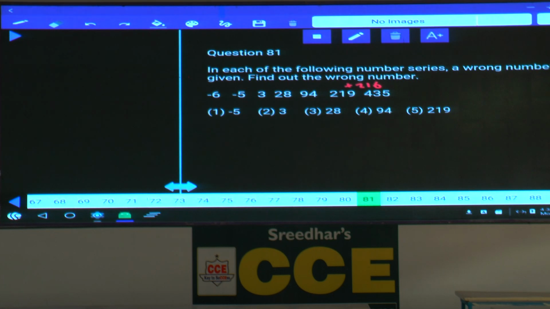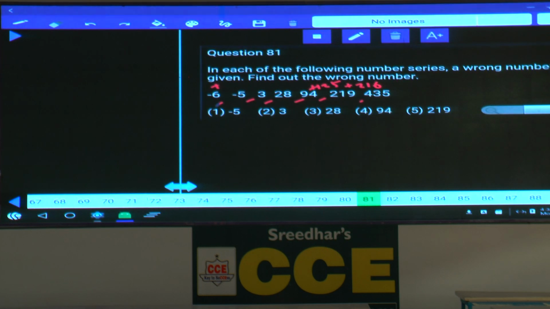Are you following this one or not? What is the difference here? Now here the difference between these two numbers is 94 and this one 125. Clear? 216 and 125 are there. What are these two numbers? 216 can be written as 6 cube, 5 cube. 6, 5, 4, 3, 2, 1.